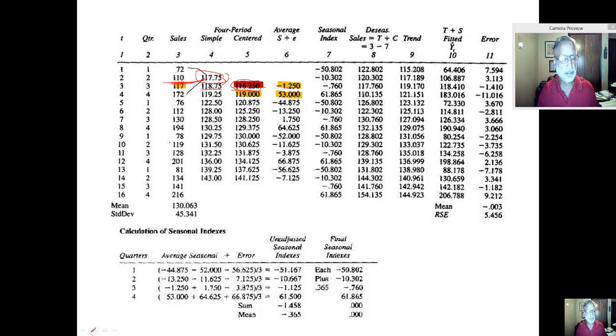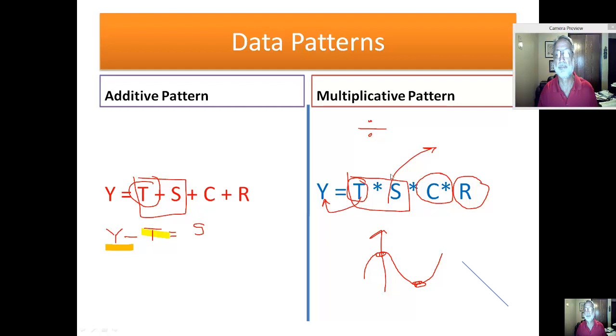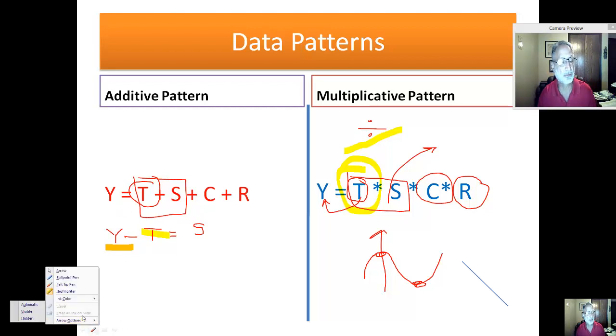Now, let's look at the interpretation. Remember when we did multiplicative, we divided. So coming back up here, we divided, so everything was done in relationship to the trend. But now we're back to the actual levels of things. So this is now not being done in relationship to the trend. It's being done in terms of the actual value.